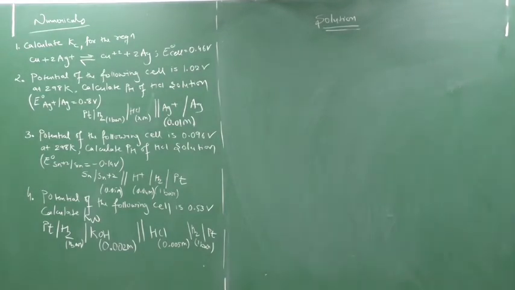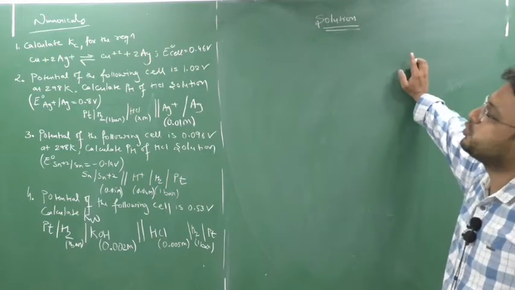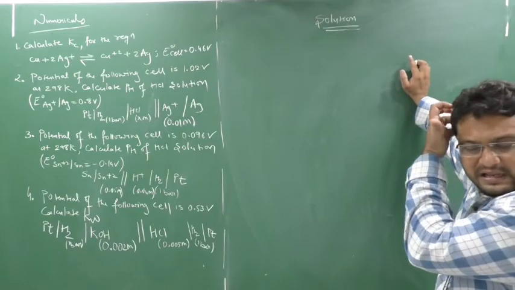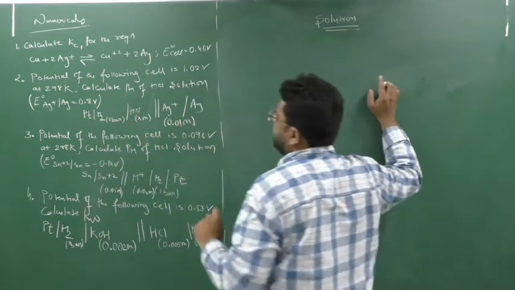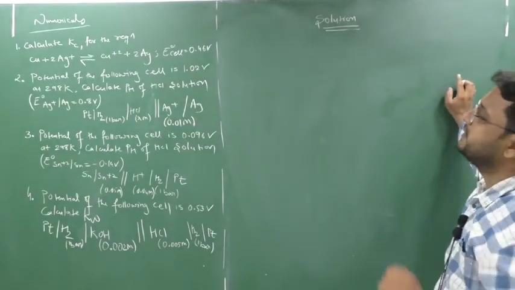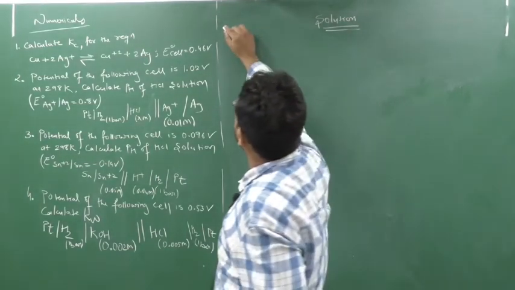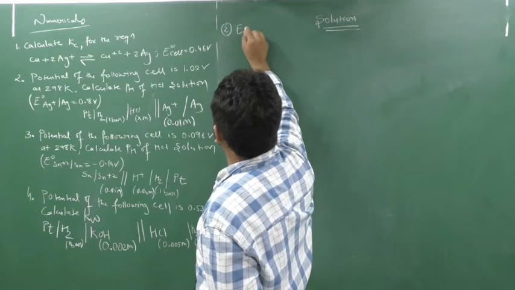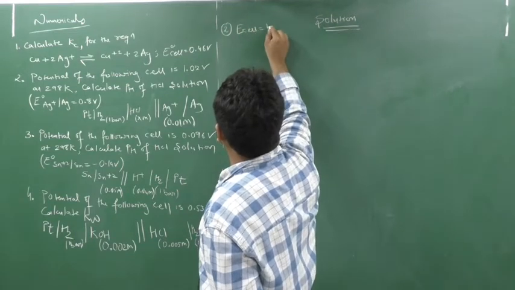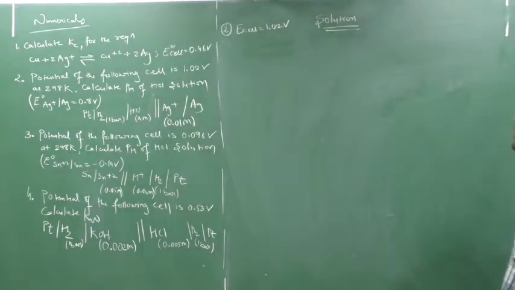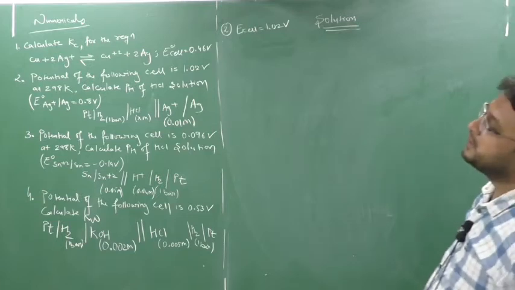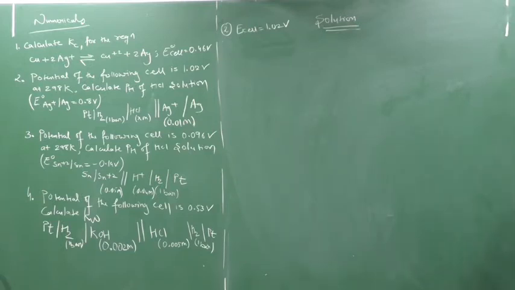See, the second problem says the potential of the following cell is 1.02 volt. They have given one cell, as you can see on the board, and they are telling that the potential of this cell is 1.02 volt. So E cell equals 1.02 volt. But they have not told the standard cell potential. They have just told the potential of the following cell, meaning E cell.